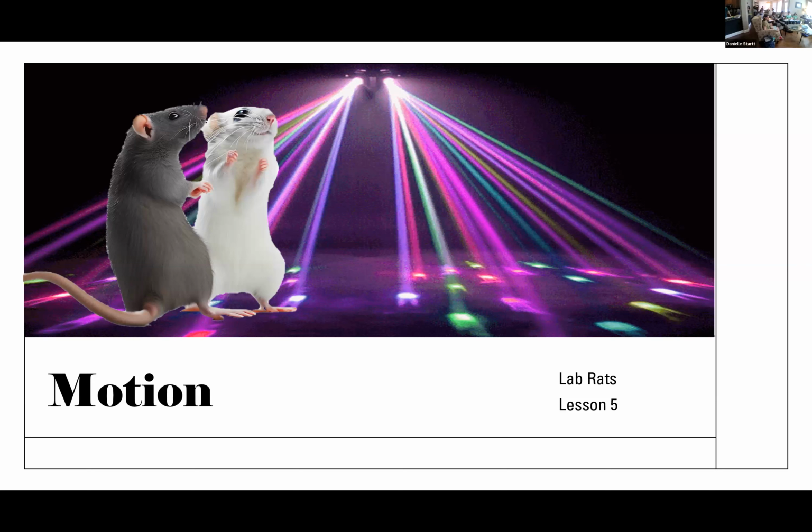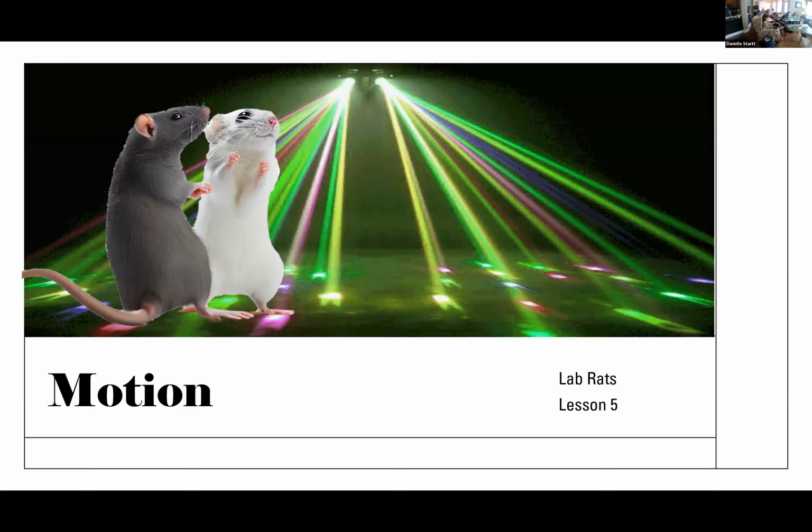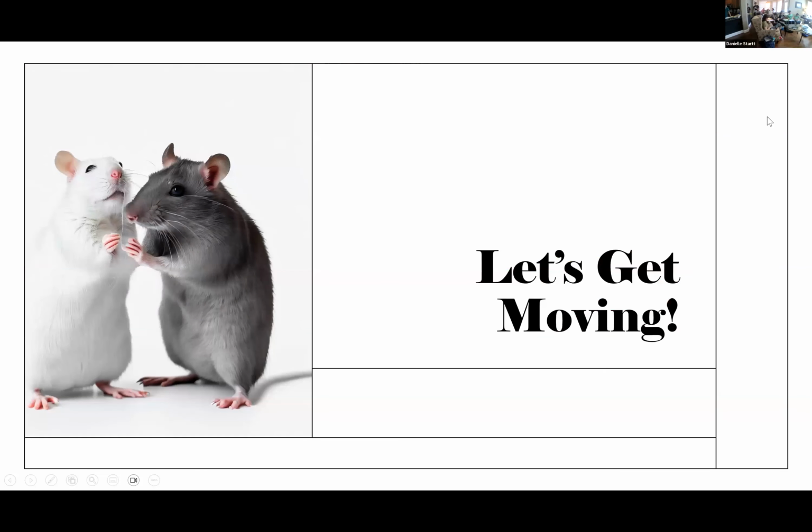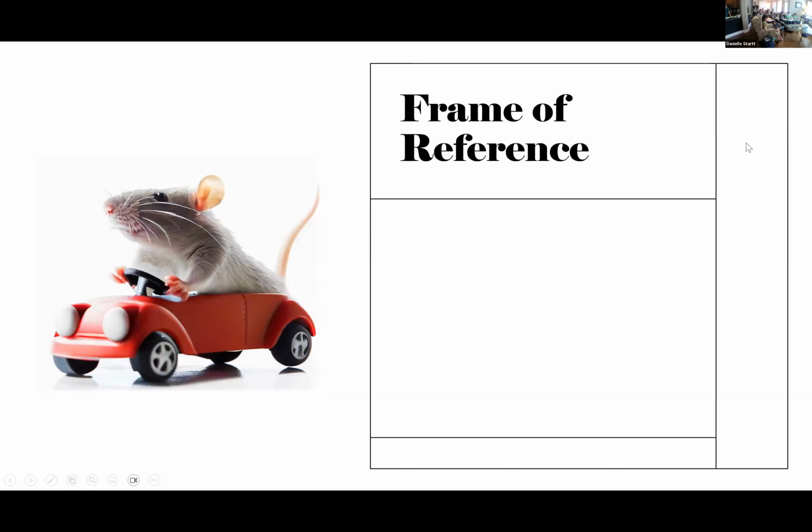So lesson 5, moving on and into motion. And my dancing rats. These rats have names. There's a whole story here. All right. Drew, shut the pantry. Thank you. All right, so let's get moving. So frame of reference is what we are starting with here. Yes, I did ask AI to put a cute gray rat in a little red toy car, and it did.